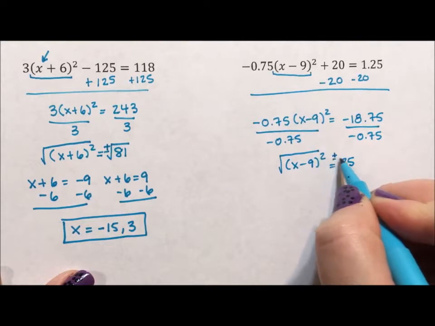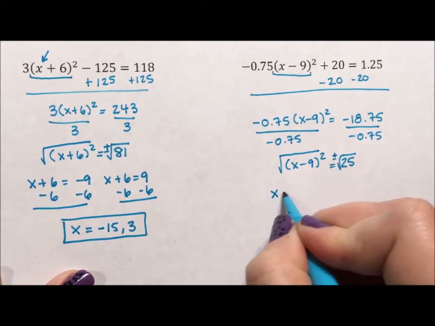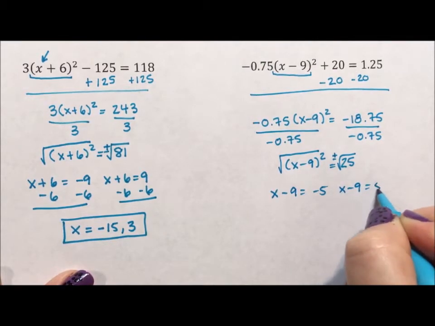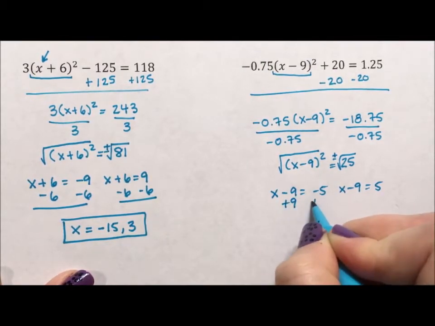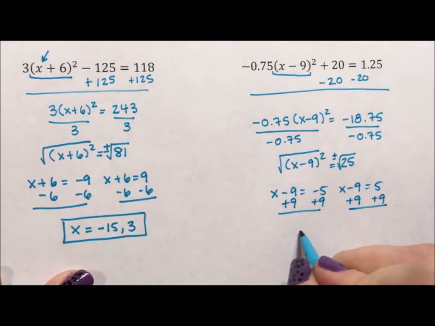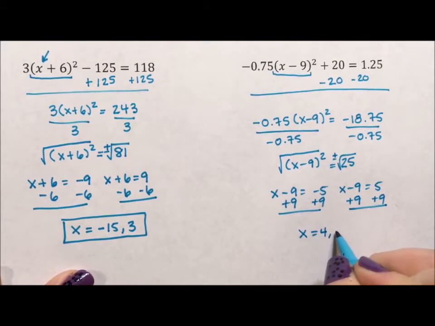If I do the square root with a plus or minus, I get x minus 9 is equal to negative 5, or x minus 9 is equal to positive 5. I can add 9 to both sides, so that x is equal to 4 or 14.